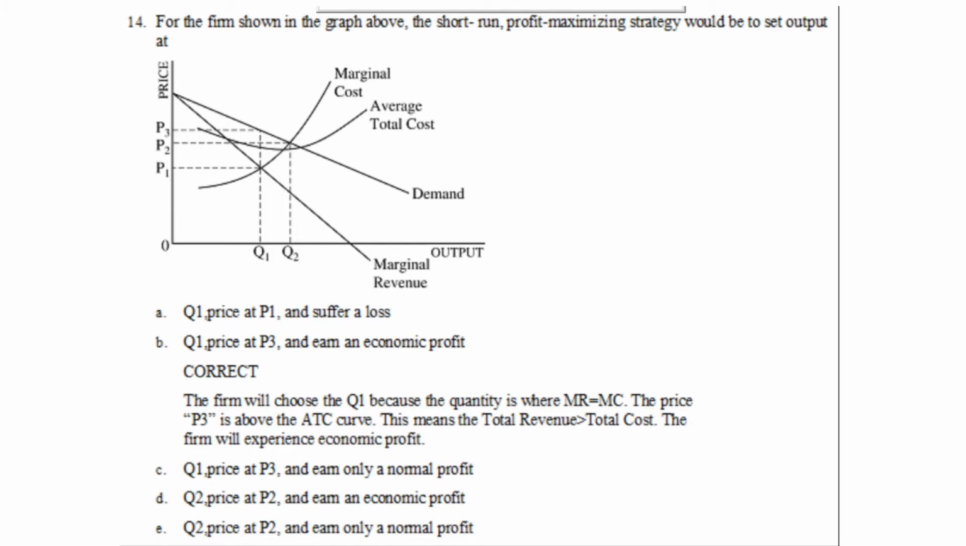So again, the firm will choose Q1 because the quantity is where marginal revenue equals marginal cost. The price P3 is above the ATC curve. This means that the total revenue is greater than total cost. The firm will experience economic profit. The other answers are incorrect.